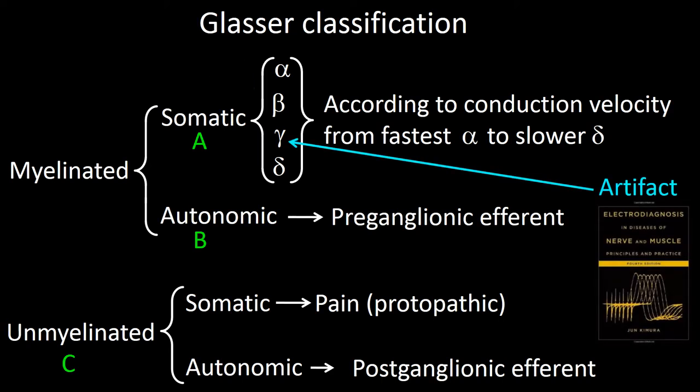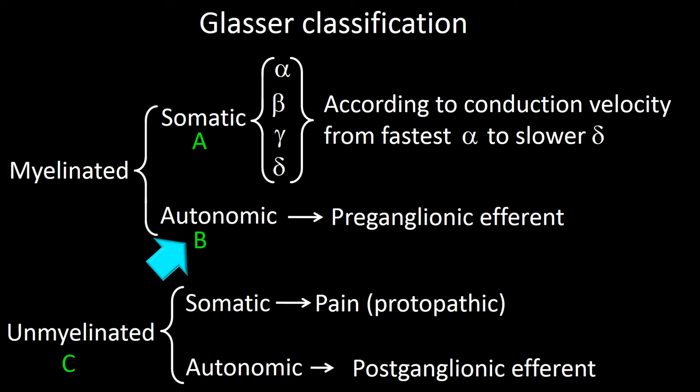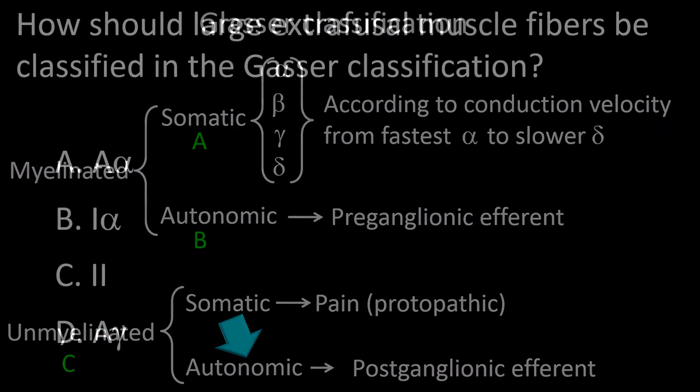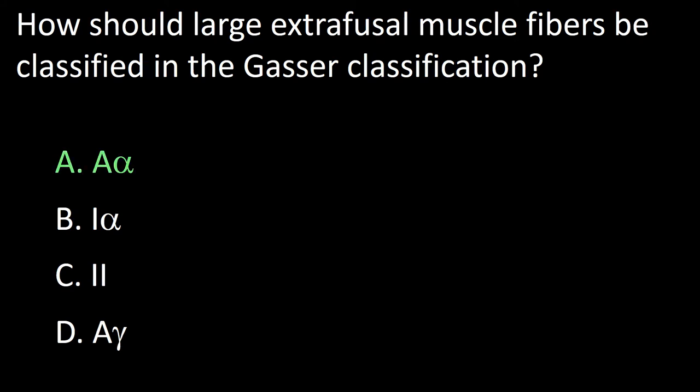The gamma subgroup is considered not to be a true subgroup of group A fibers, since the conduction of those fibers is more likely to be in the beta or the delta range. The bottom line is that the gamma subgroup is currently not included in most classifications. Group B, as we previously mentioned, are autonomic preganglionic efferent fibers. Among the unmyelinated fibers, some are somatic, carrying protopathic pain. Others are autonomic, carrying postganglionic efferent fibers. So the answer to this question is A.